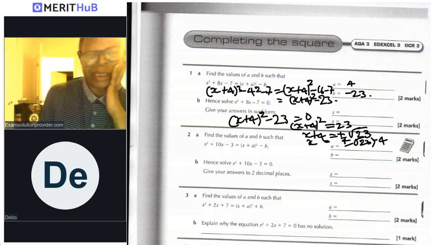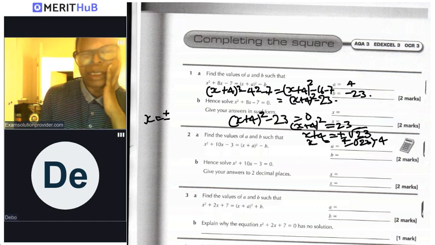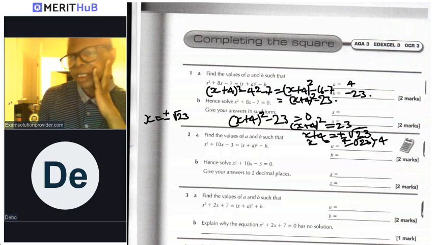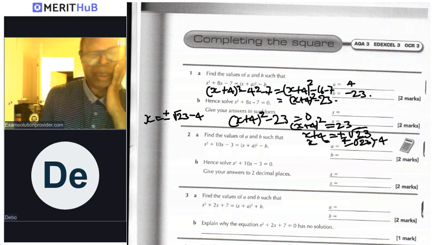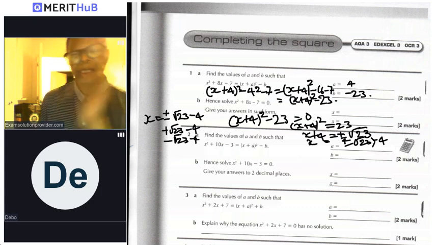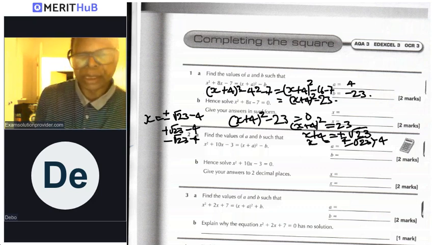So your x is equal to plus minus the square root of 23 minus 4. Which means the answers are going to be plus square root of 23 minus 4 and then minus square root of 23 minus 4. If you work this out, you should be able to find the answer. Got it? Okay, let's do this one.